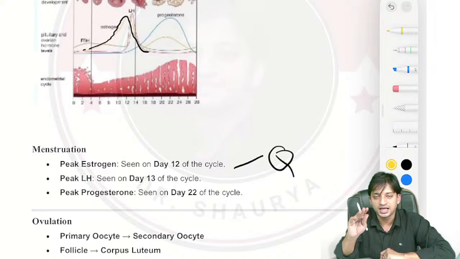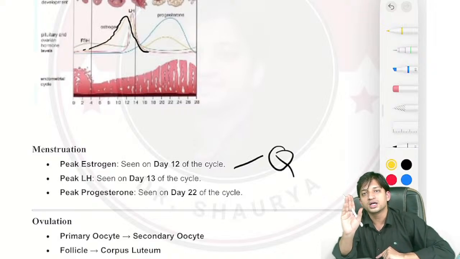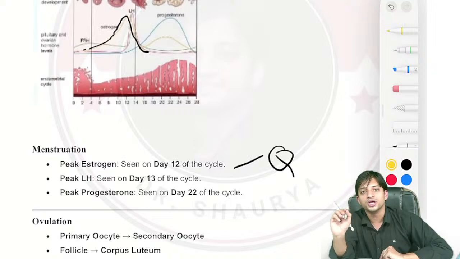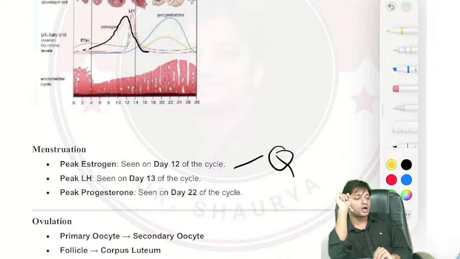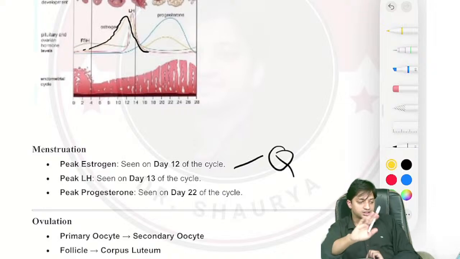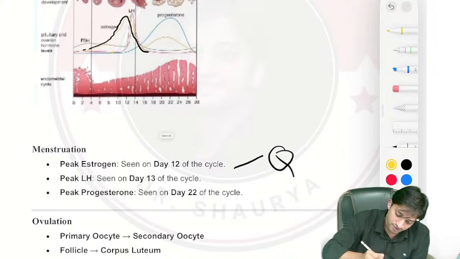Peak LH generally happens 24 to 36 hours before ovulation. So ovulation, you all know, occurs on the 14th day. No need to remember, just listen to me very carefully, conceptually. Ovulation occurs on the 14th day, right? So the LH peak will appear 24 to 36 hours before ovulation, so the LH peak will be on the 13th day. Done. Just have a look, guys. On the 13th day, the LH peak has happened.